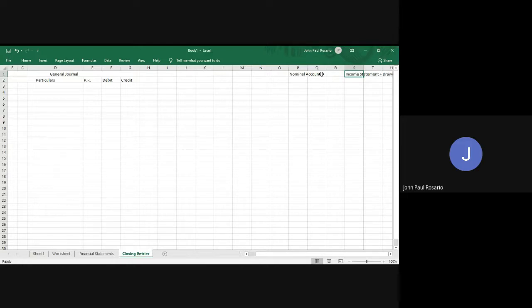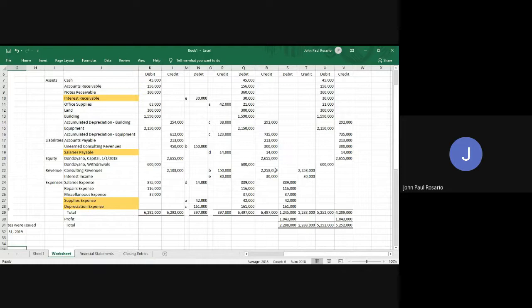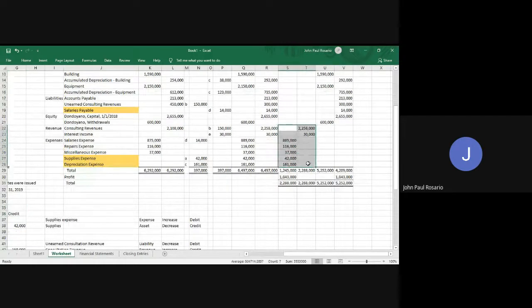Unlike the accounts in the balance sheet, the financial statement whose balances are carried forward from one year to another. Those are the permanent accounts. Permanent accounts are carried over to the next accounting period, and you will see them in the balance sheet. So with that in mind, in our worksheet, the income statement accounts are all of these.